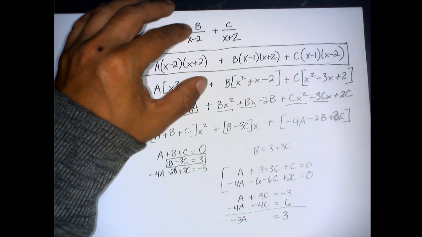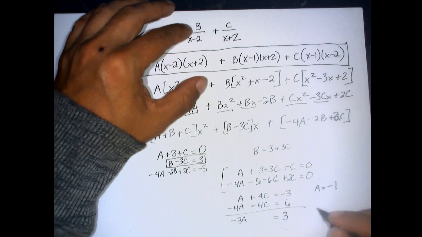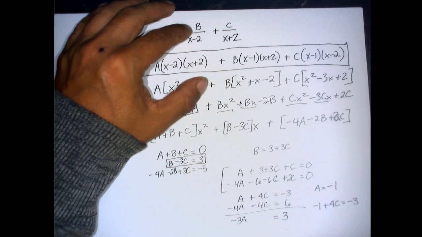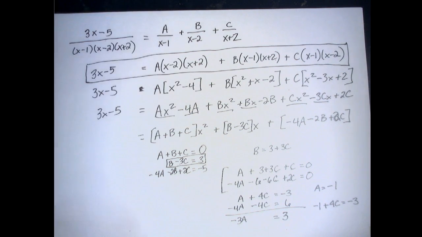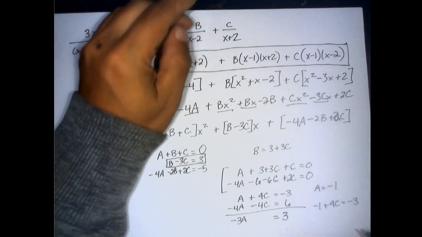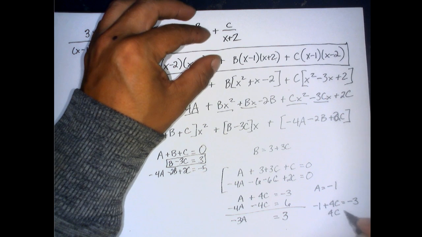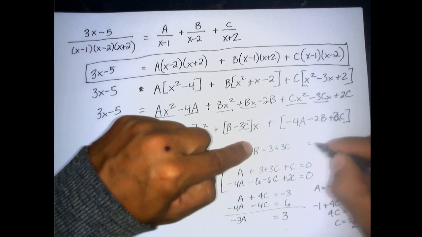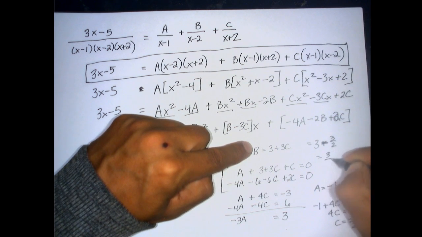If we add those up, yeah. So a is minus 1. A is equal to -1, and -1 plus 4c is equal to -3, right? So we add 1 to both sides, so c is 1/2. Oh, that's ugly. I don't like them when they're ugly. Yeah. So 4c is equal to -2, and c is -1/2. And then b is equal to 3 plus 3 minus 3/2, which is 3/2.